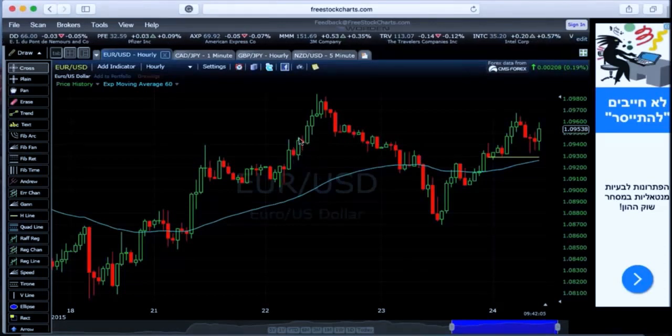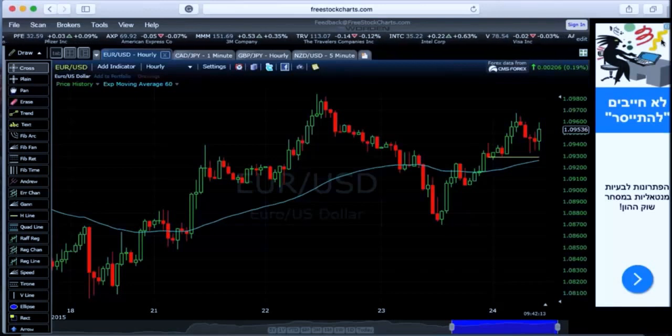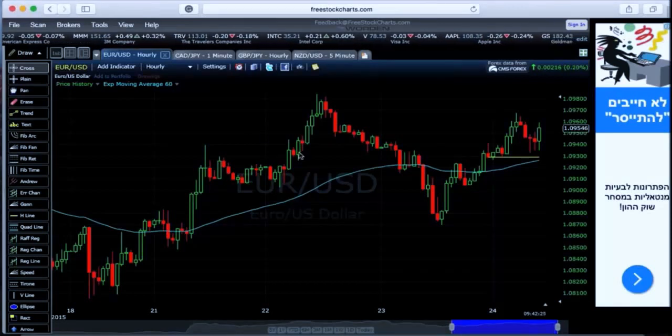I usually use it only on EUR USD. I found it on a back test from a couple of months back. Super accurate. It's the most reliable pair to work with using this strategy. So I'm going to stick to examples on EUR USD.